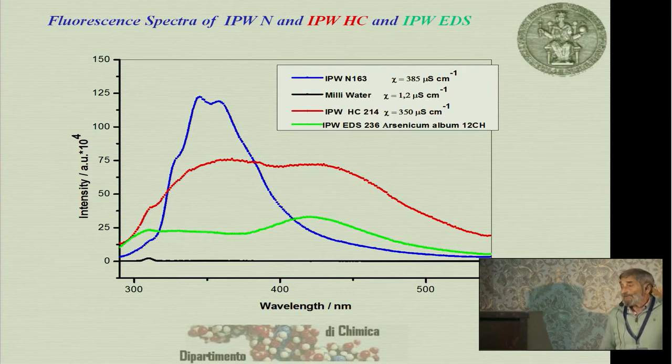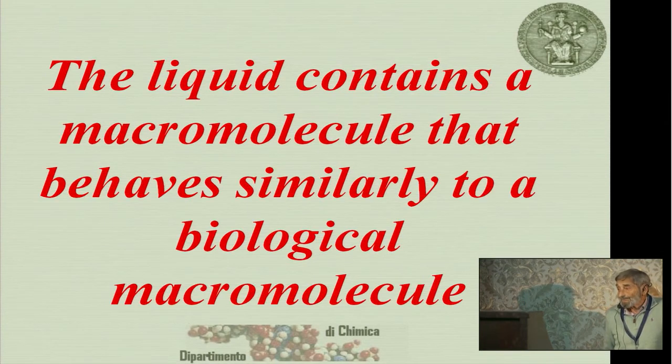And this slide better shows you the very different fluorescence spectra obtained by 3 different perturbing methods: using Nafion in blue, using hydrophilic cotton in red, and using the methodology of homeopathic medicine in green. The liquid contains a macromolecule that behaves similarly to a biological macromolecule. Otherwise, it is impossible to have a spectrum of circular dichroism or a spectrum of fluorescence.